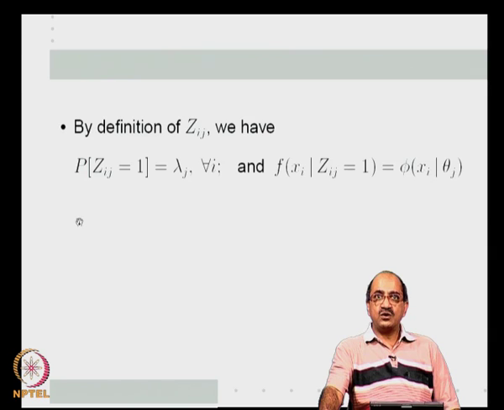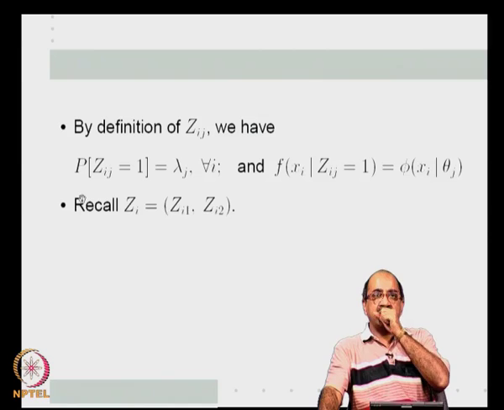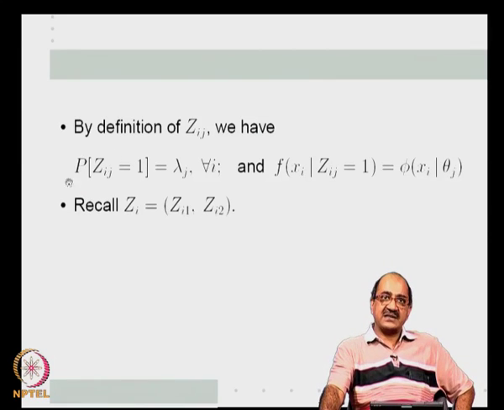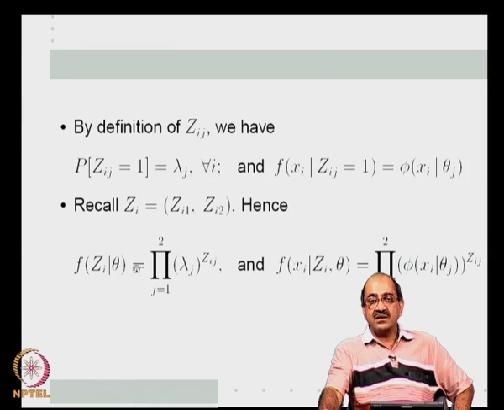Given these 2, we can now write the marginal density of z as follows. Remember that my complete data is xi, zi, and zi has 2 components, zi1 and zi2. If I want to write the marginal density, then f of zi given theta is the product over j equal to 1 to 2 of lambda j to the power zij. If I take away the product, it will be lambda 1 to the zi1 into lambda 2 to the zi2. Only one of zi1 and zi2 is 1, the other is 0. So, if zi is 1 0, this becomes lambda 1, and if zi is 0 1, this becomes lambda 2, that is exactly this.